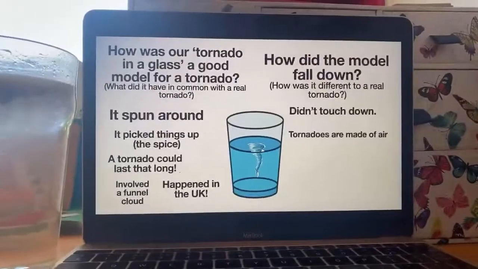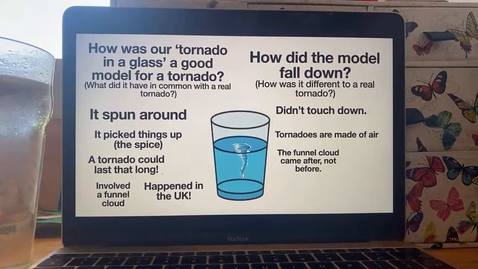But it's not actually made of water, like the water isn't the thing that starts to spin, if you know what I mean. But yeah, look it up, waterspout: a tornado moves over water and all the water goes up. It's very cool. But yeah, tornadoes are made of air, and our tornado is made of water. The funnel cloud came after, not before, people were saying.